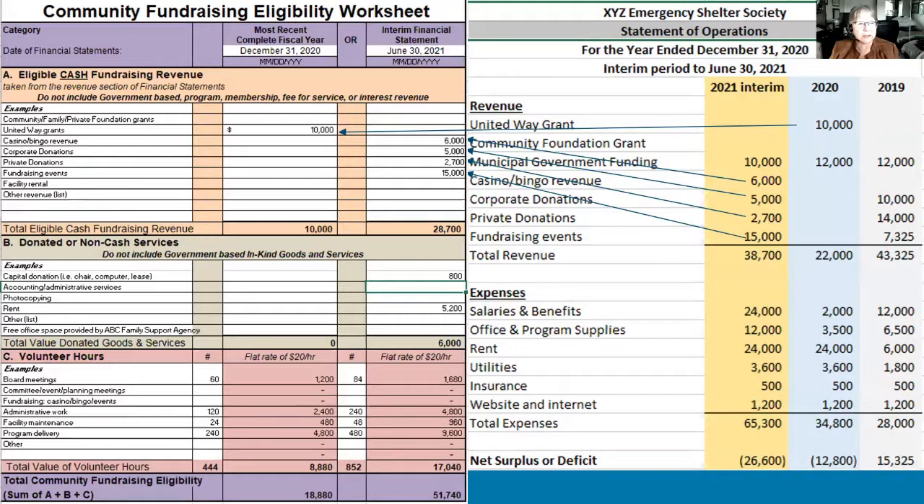The example also shows interim or current period information that is not generally provided on the same form as a fiscal year-end financial statement. This is only for explanation purposes for this information session. Don't worry, the font is going to get a little bigger on the next slide. So now let's have a closer look at Section A, the eligible cash fundraising revenue.